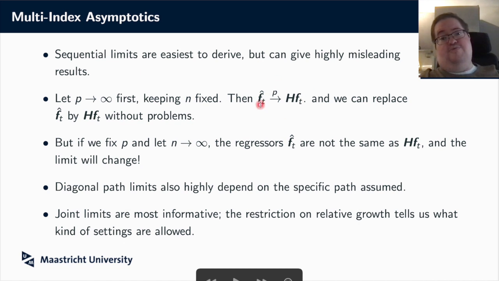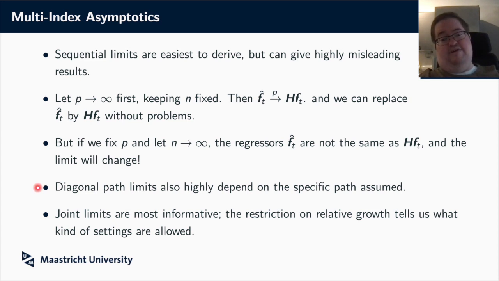you can show, as we did before, that your estimated factors consistently estimate your true factors, or at least the rotation of them. But if you would do it the other way around, you fix p and you let n go to infinity, then your estimated regressors are not the same as the true factors, and that will have a consequence on all of the rest of your limits. So depending on which direction you take first, you would get a different outcome. And in fact, if you take diagonal path limits, depending on the diagonal path you take, you might also get a different outcome.